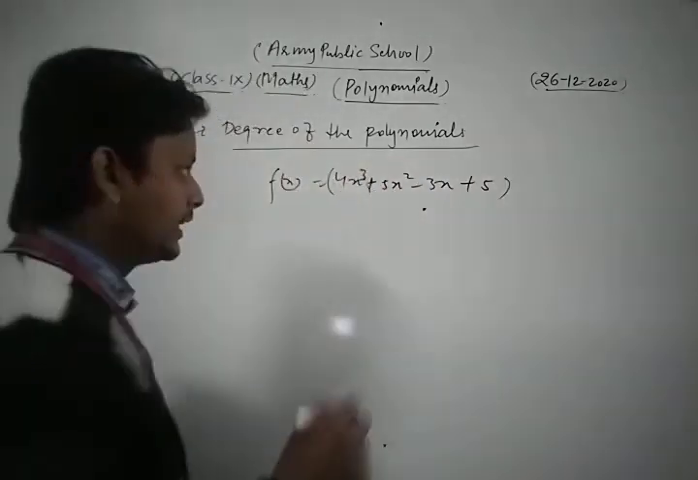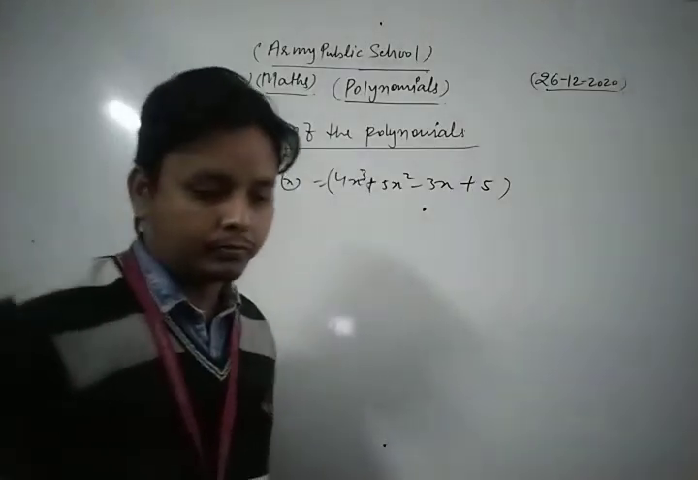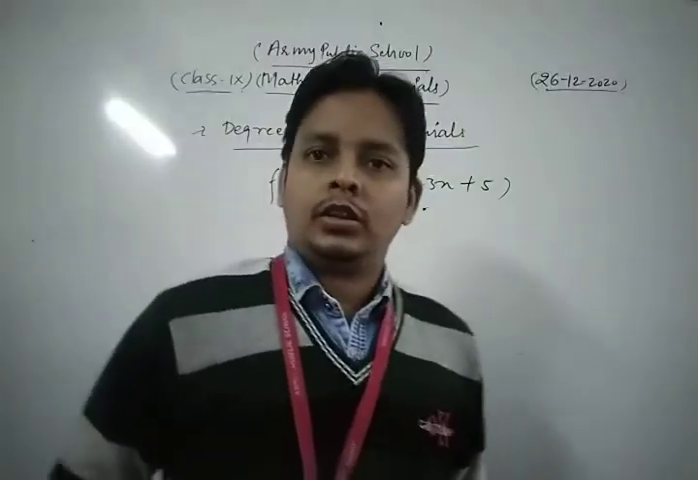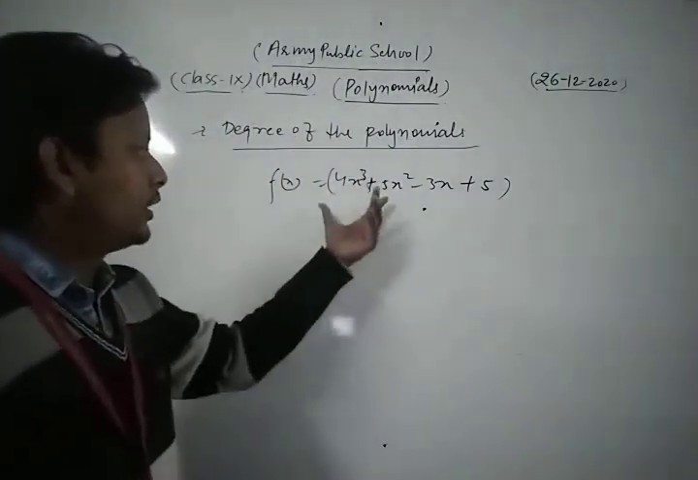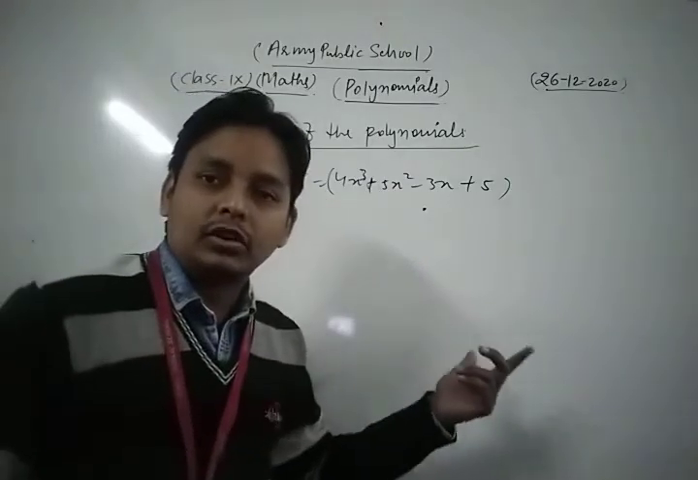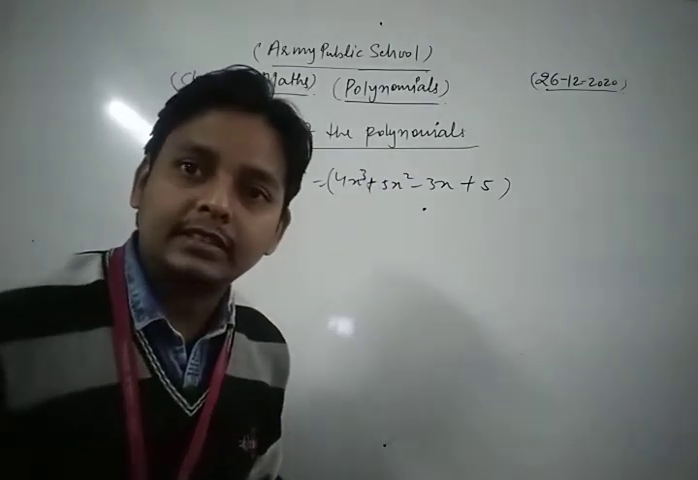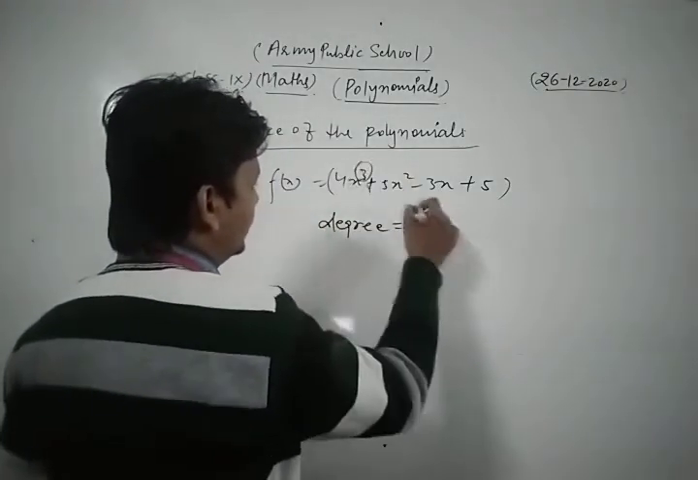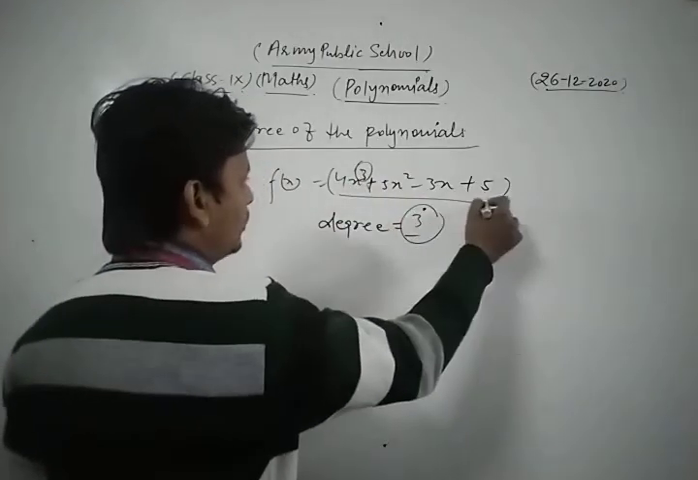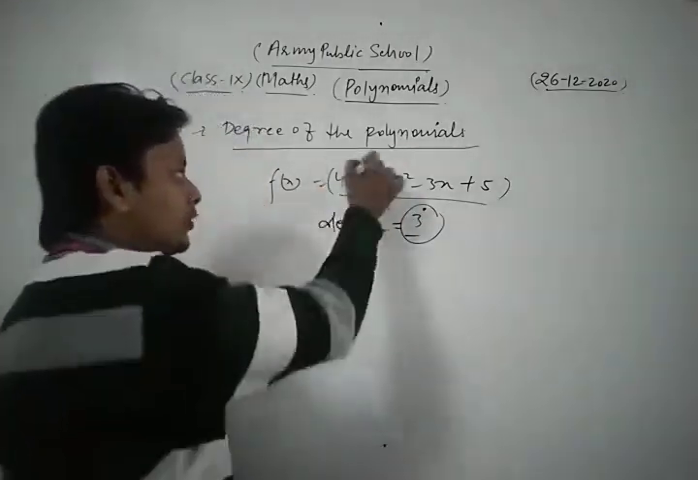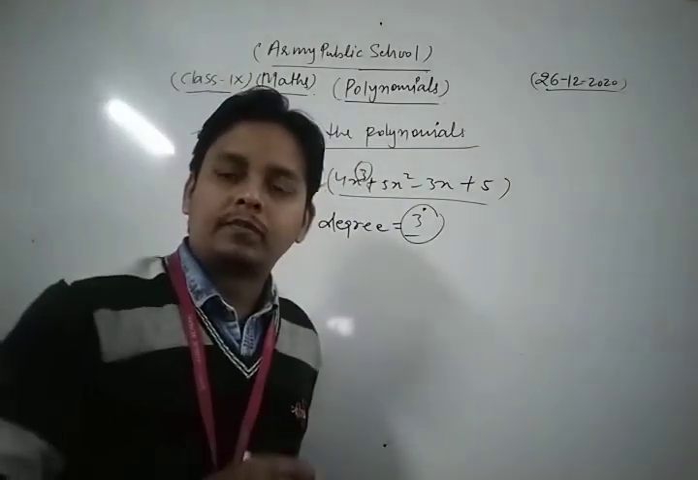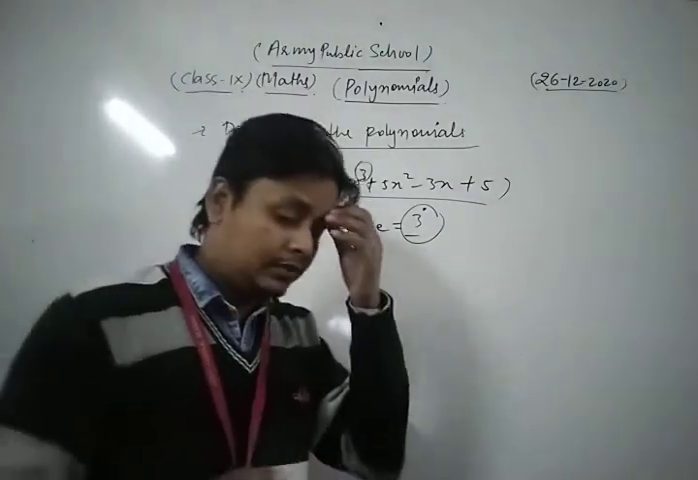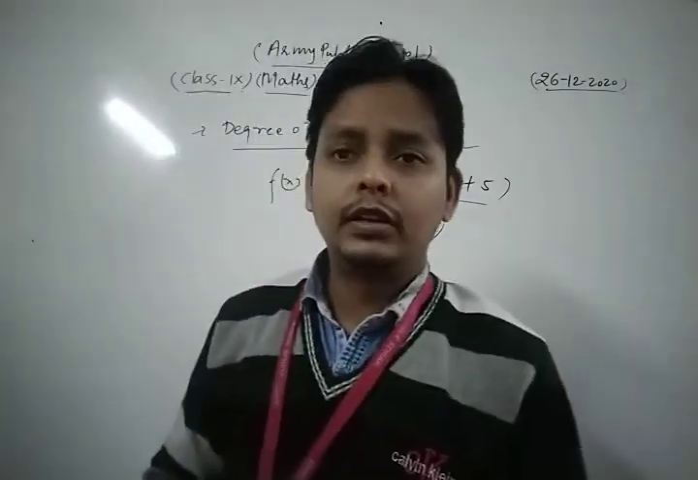Suppose we take the polynomial 4x cube plus 5x square minus 3x plus 5. Let's see, we discuss the degree of the polynomial. The highest power of the variable involved in any polynomial is known as its degree. So here the degree of the given polynomial is 3, because the highest power of the variable in this polynomial is 3. So in this way we clear the concept of degree of the polynomial.